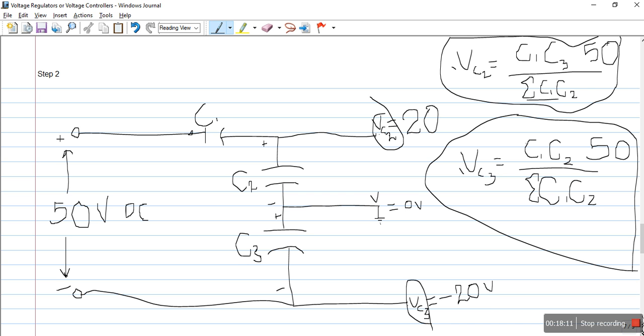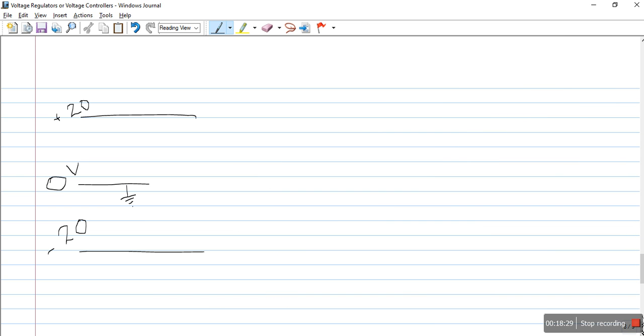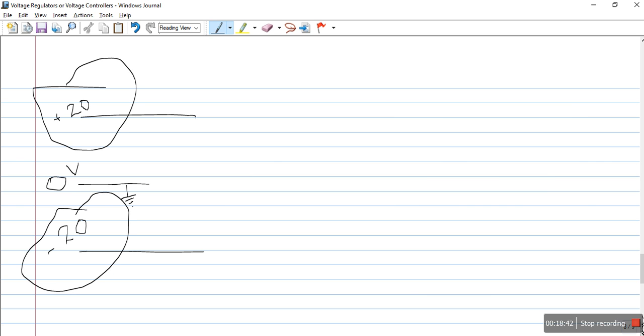You can calculate VC2 with this formula, C1 C3 upon sigma C1 C2, where sigma C1 C2 is C1 C2 plus C2 C3 plus C3 C1. Same here as well, you can calculate VC3 with this formula. In this way we got plus 20 volt with respect to ground and minus 20 volt with respect to ground. I have drawn the equivalent diagram of the output voltage. With the potential divider circuit, I have got 20 volt with respect to ground, minus 20 volt with respect to ground, and this is my ground.